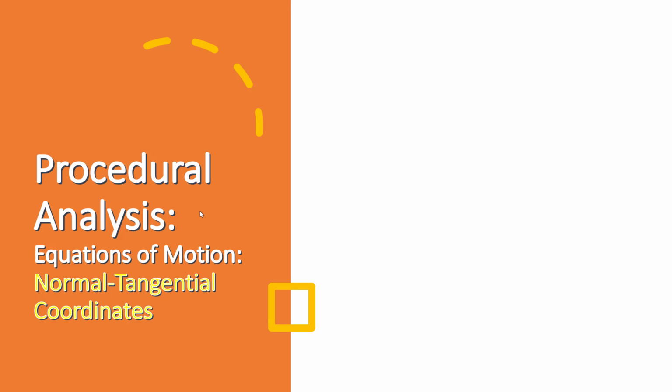Previously, we discussed the procedure for solving the equations of motion under the inertial frame of reference, which is the rectangular coordinate system, and we had plenty of examples. What about the procedure for equations of motion under the inertial frame of reference, which is the normal tangential coordinates?